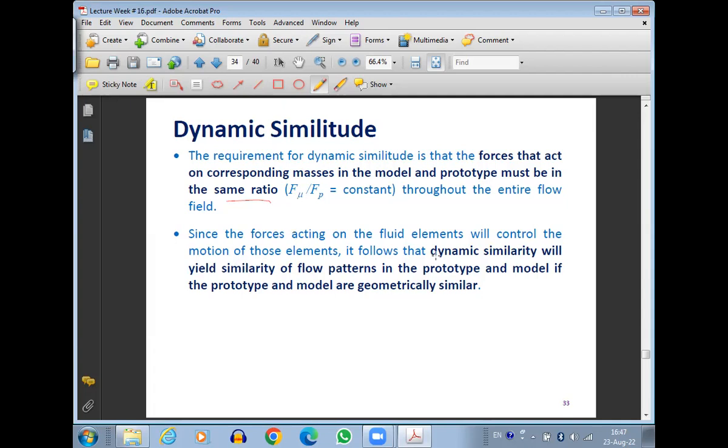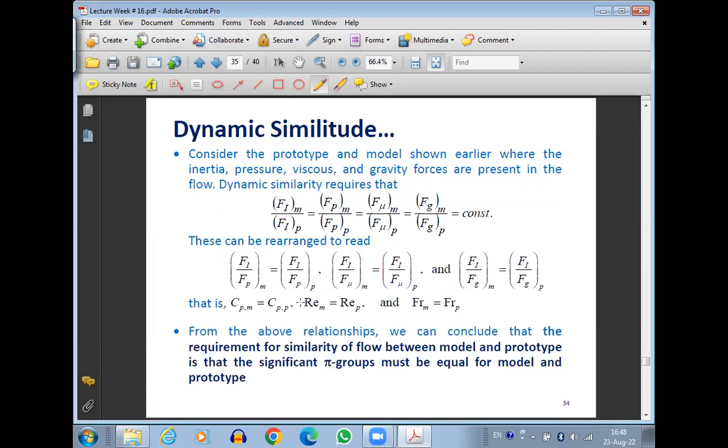Since the forces acting on the fluid elements will control the motion of those elements, it follows that dynamic similarity will yield similarity of flow patterns in the prototype and model if the prototype and model are geometrically similar. So what do we mean by that?